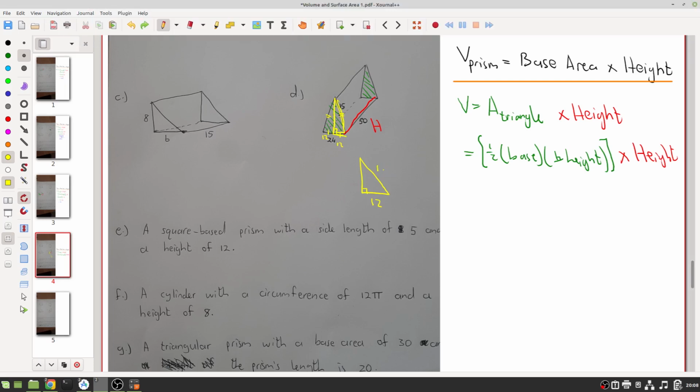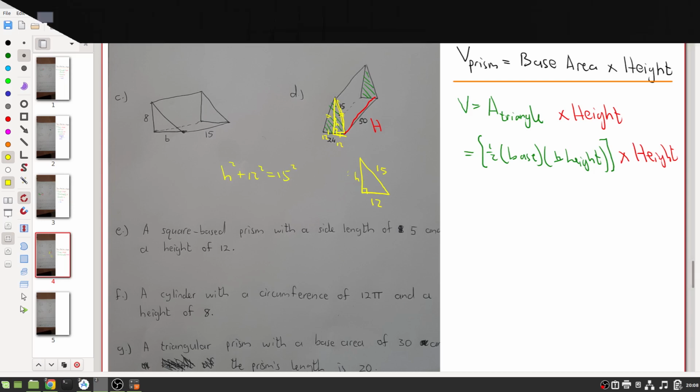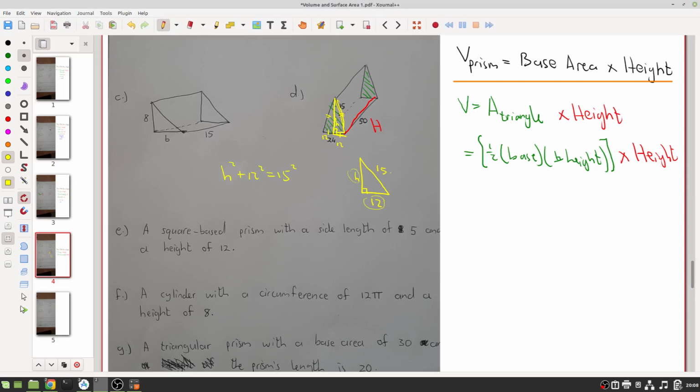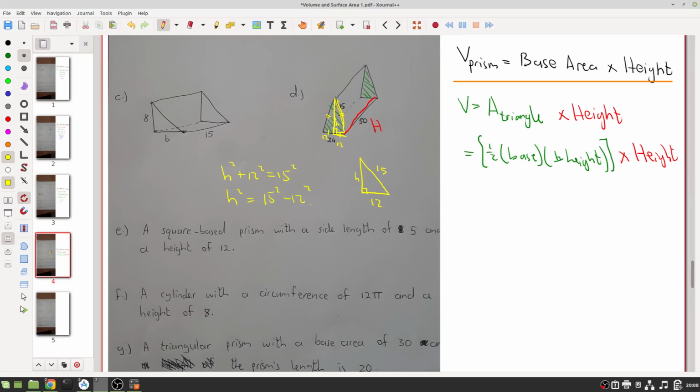And then we can use Pythagoras' theorem to solve for this height h. Let's call that h there. Okay, Pythagoras' theorem states h squared plus 12 squared is equal to 15 squared. If you add the two small sides squared together, you get the square of the hypotenuse. That gives us h squared is equal to, we want h by itself, so let's take the plus 12 squared over to the other side. So 15 squared minus 12 squared.